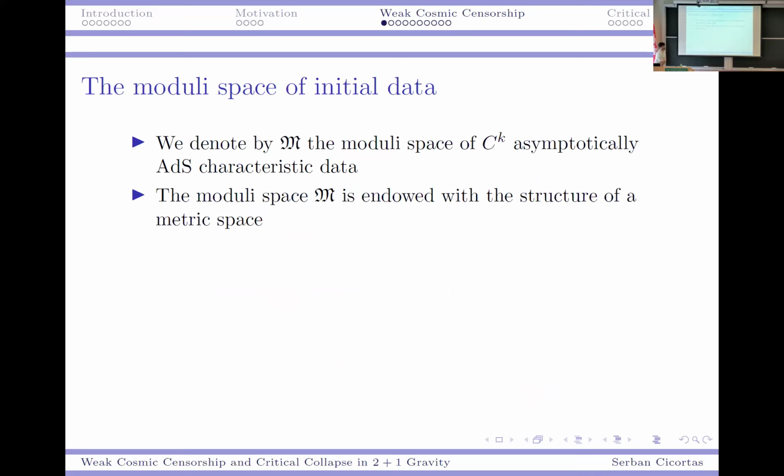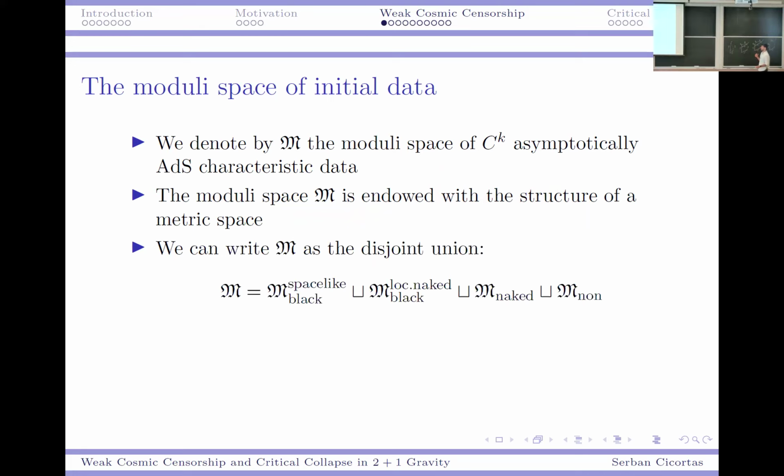But for that, I need to just introduce a bit of notation. And I'll have to tell you a bit about the moduli space of initial data. So I'm going to denote by this frak M the moduli space of C^k asymptotically AdS characteristic data. And I'm not going to define this precisely for you, but just keep in mind that k is any integer that's at least 2. And okay, you can give it the structure of a metric space. So in particular, you can have a topology on this moduli space. And now, basically, what I told you here, that all the solutions that arise in the gravitational collapse have one of these Penrose diagrams, will actually give the decomposition of the moduli space as follows. So I'm going to define each of these components for you.